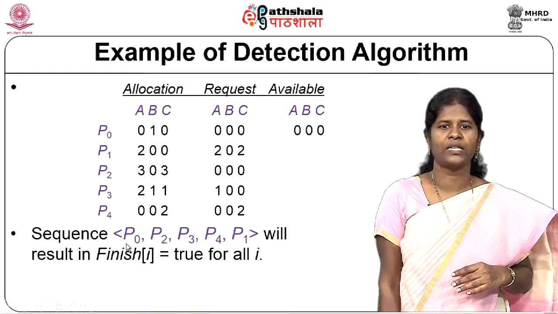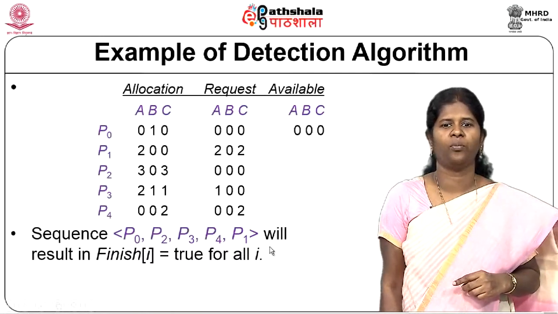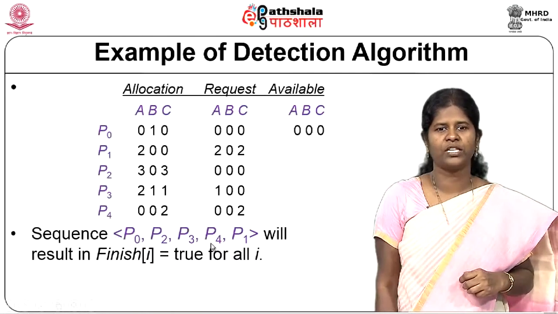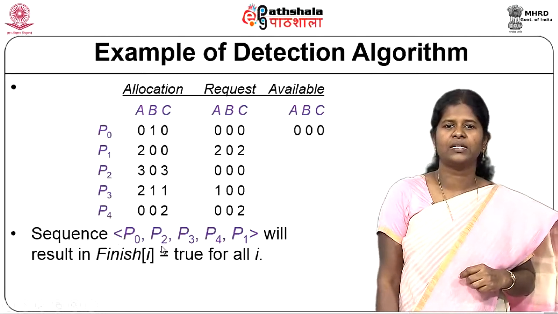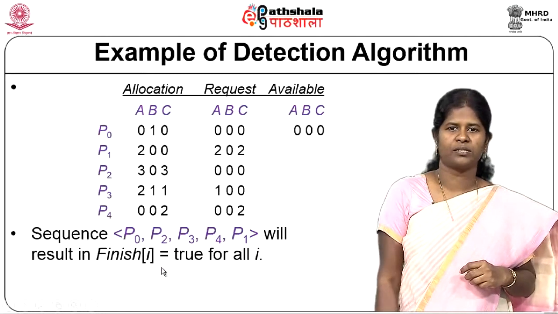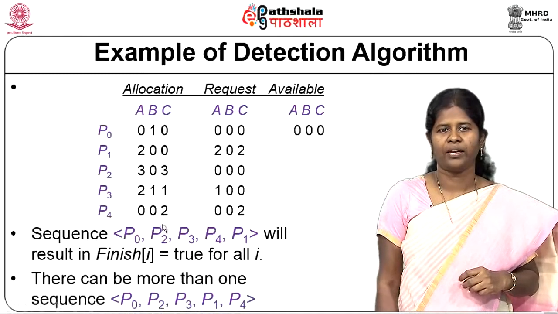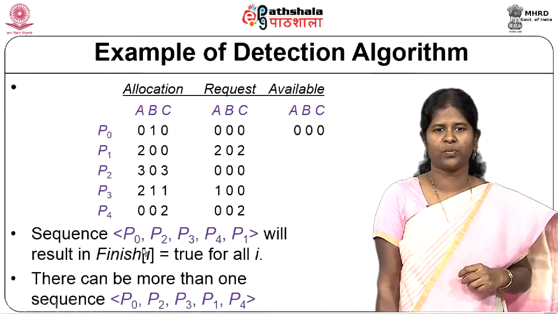We find that there is a sequence P0, P2, P3, P4, P1. In this sequence, if you allocate resources, the system will not be in a deadlocked state. And here you can see that there can even be more than one sequence.